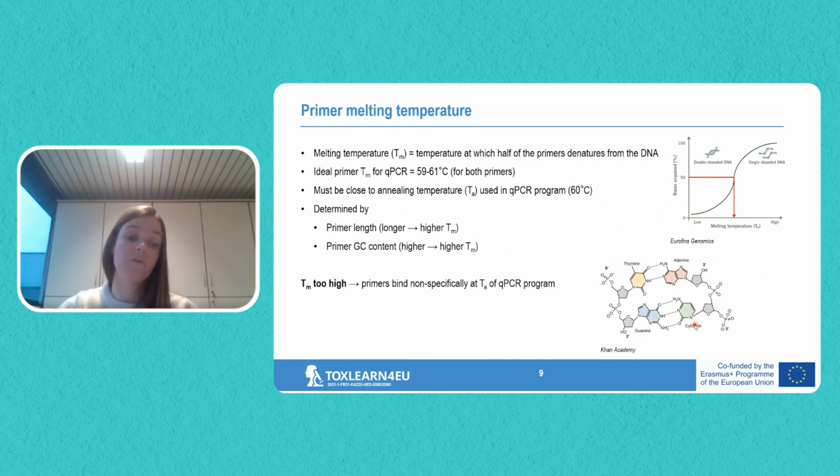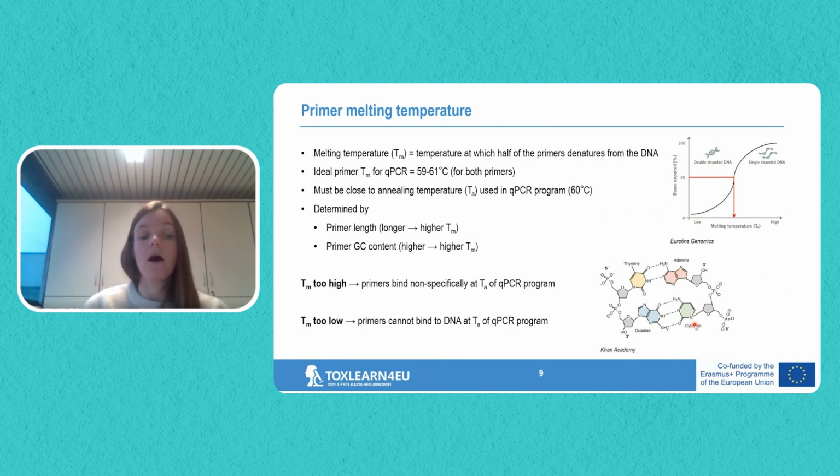What would now happen if the melting temperature of our primers is too high? So this would mean that the melting temperature of the primers is much higher than the annealing temperature used in the qPCR program. Well, in that case, the primers will also bind non-specifically at the used annealing temperature. So this means that they will also bind to other locations on the cDNA where there are some base mismatches. On the other hand, when the melting temperature of the primers is too low, the primers will have already denatured at the annealing temperature of the qPCR program, so hence they will not be able to amplify the DNA.